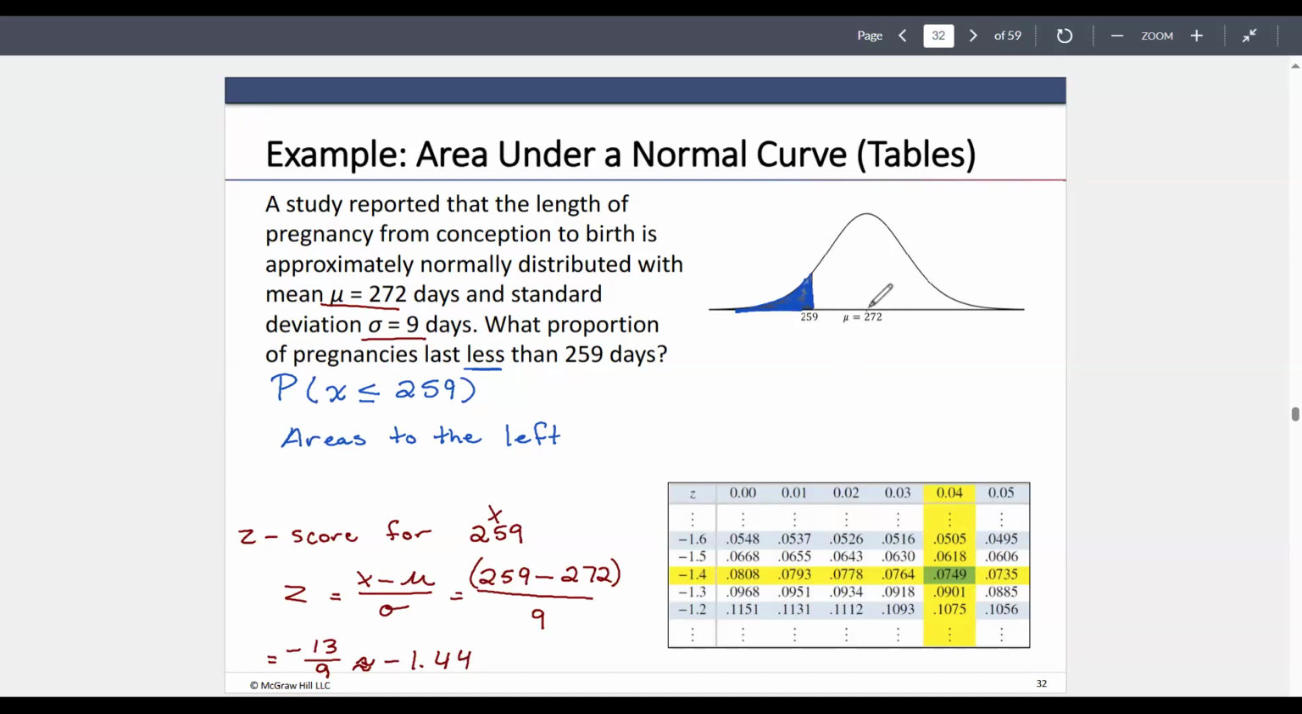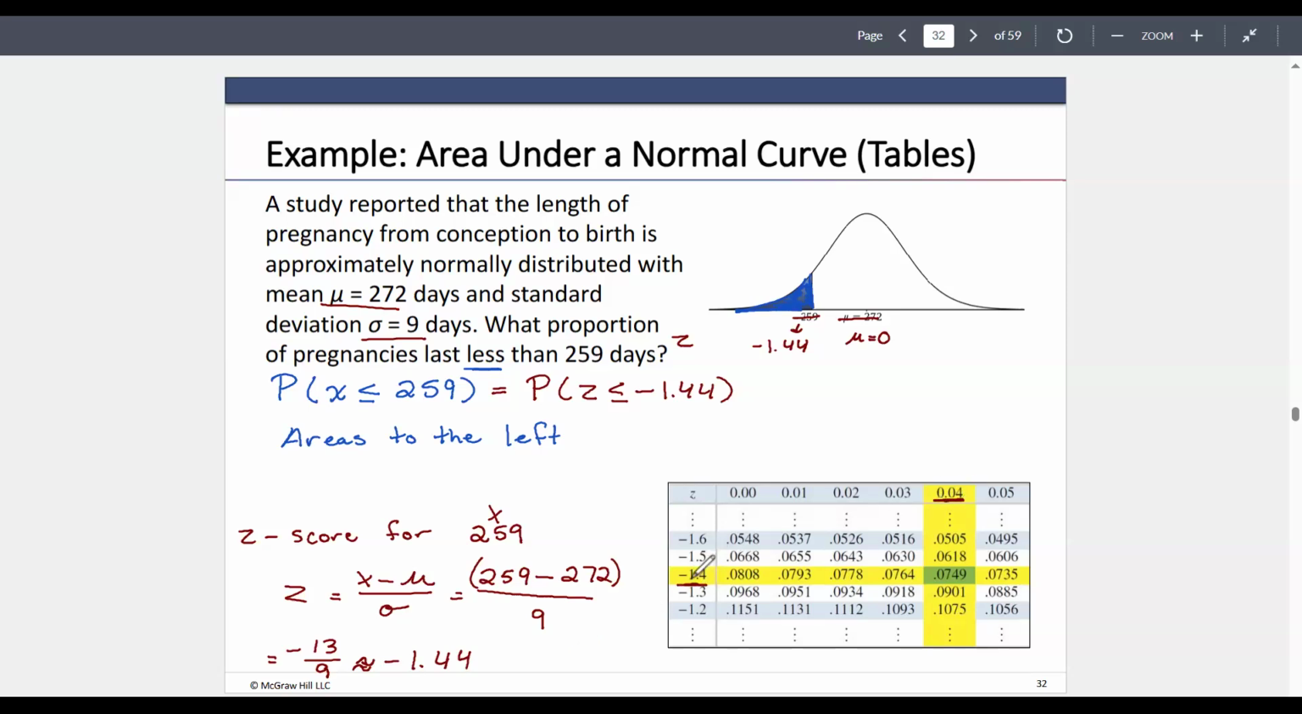So if I go back here, my mean now is 0 because I'm talking about z-scores, and this value is now represented by the z-score of negative 1.44. I just took everything from X values and converted it into z-scores. So now what I'm really trying to find is not the probability that X is less than or equal to 259 days, but the probability that I'd have a z-score less than or equal to negative 1.44. We just converted everything to z-scores so we can use that z-table.